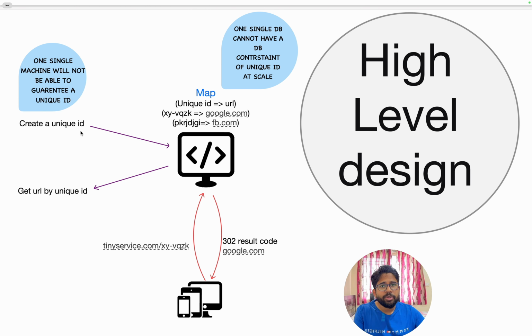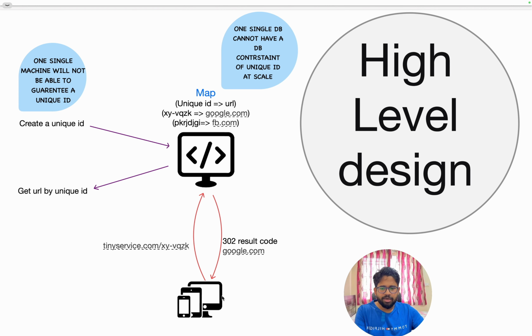One is create a unique ID and the other is get a URL by a unique ID. For example, if you want to create a short URL for google.com/a/b/c/d, something like that. So a request will come with google.com/a/b/c/e and a unique ID will be generated. And in the database, we'll have a mapping of the unique ID to the long URL. So that's a create operation. The other will be the get operation, where I give the unique ID to the system and the system will respond back with the long URL.